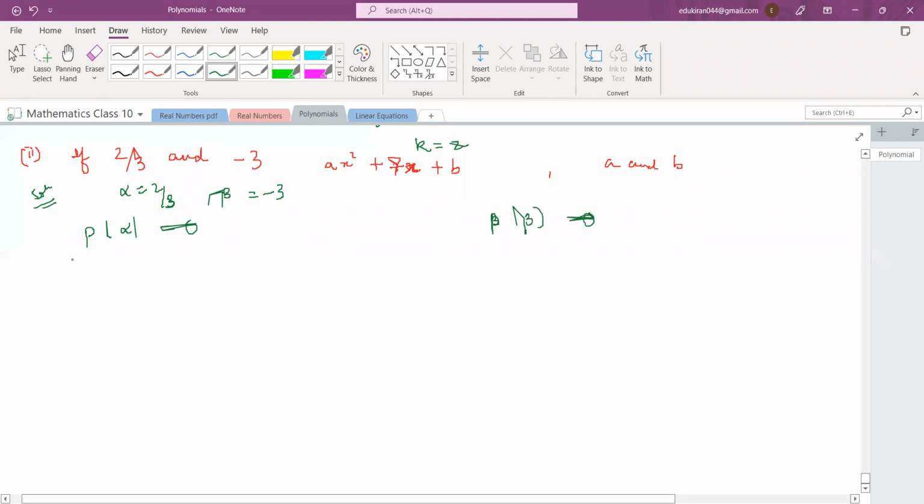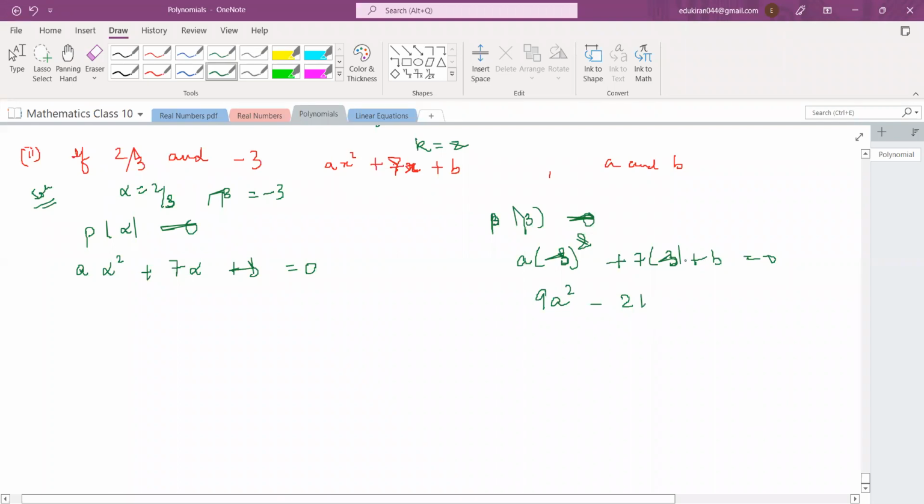Okay, write down your polynomial at alpha. So this will be a into alpha square plus 7 into alpha plus b is equal to 0. And the next, for -3: a into (-3) square plus 7 into (-3) plus b is equal to 0. So this will give you 9a minus 21. Have I missed out something?